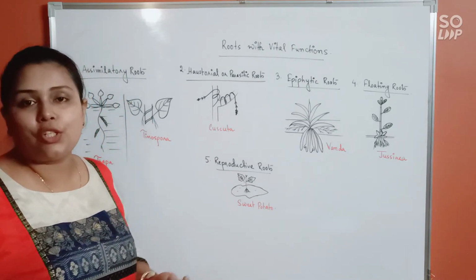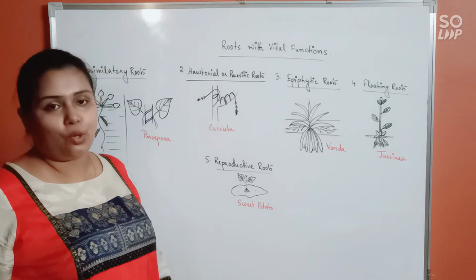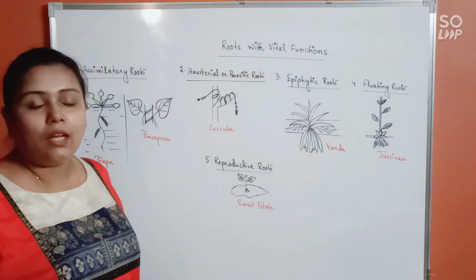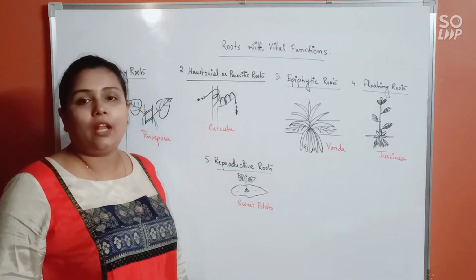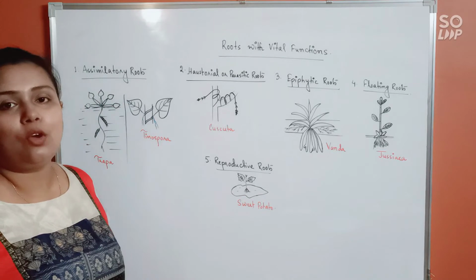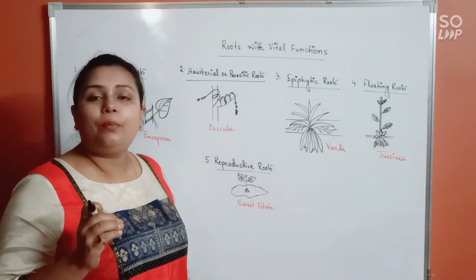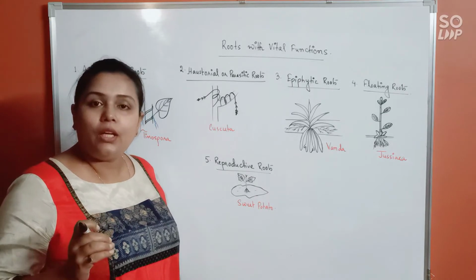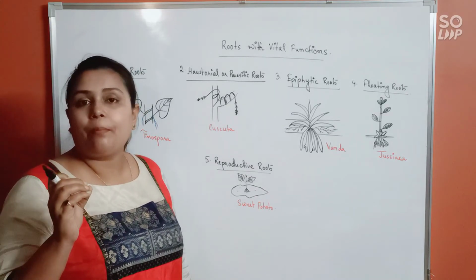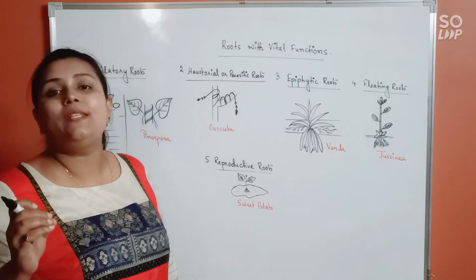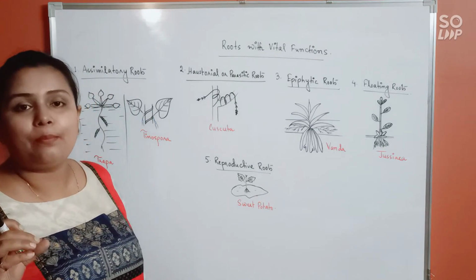Cuscuta is a yellowish color plant. It does not possess chlorophyll to extract sunlight. Neither does it have any connection with the soil so that it can absorb water and minerals. So what it does is that it will produce certain haustorial or you can say parasitic roots, which are also called suckers because they will help in absorption.